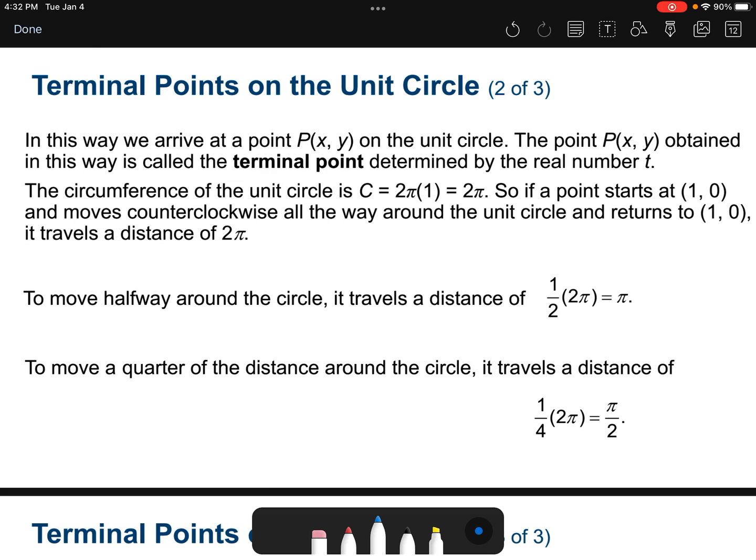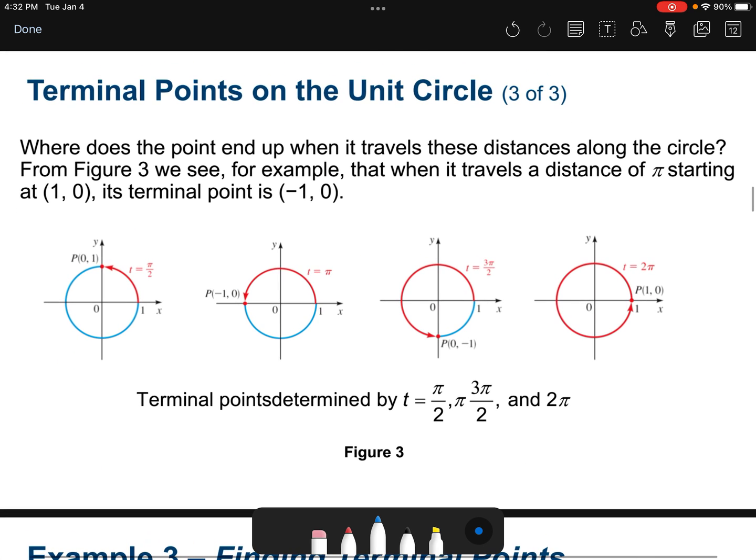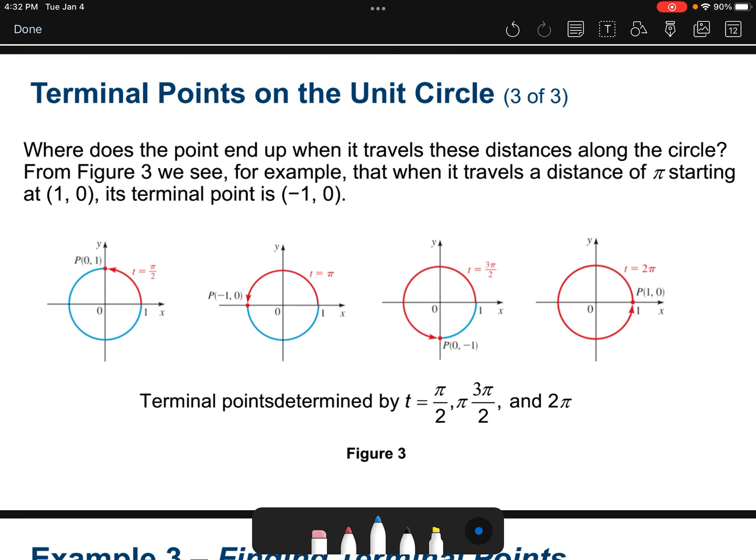So if we start at 1, 0 and move all the way around the circle counterclockwise, we went 2 pi distance. So if we go halfway, it's pi. If we go a quarter of the distance, it's pi over 2. And you can see that in these formulas. So then pi over 2 would go from 1, 0 to 0, 1. That would be pi over 2, because it's a fourth of the way all the way around the circle. And remember, the circumference is 2 pi. Halfway around is pi.